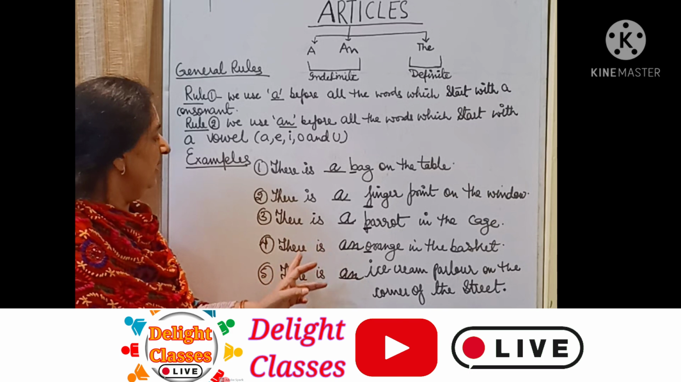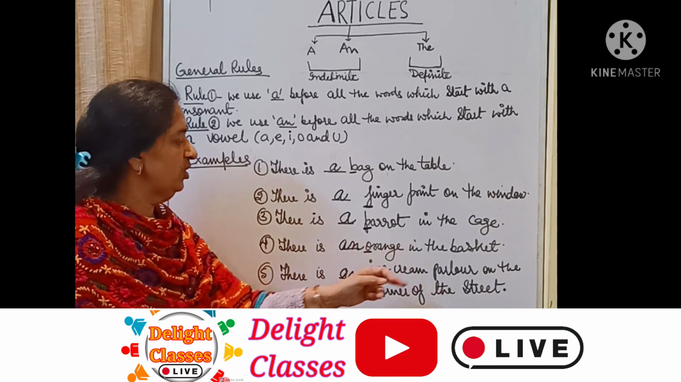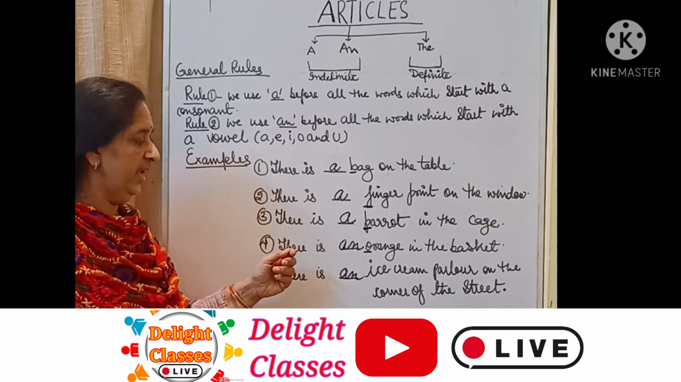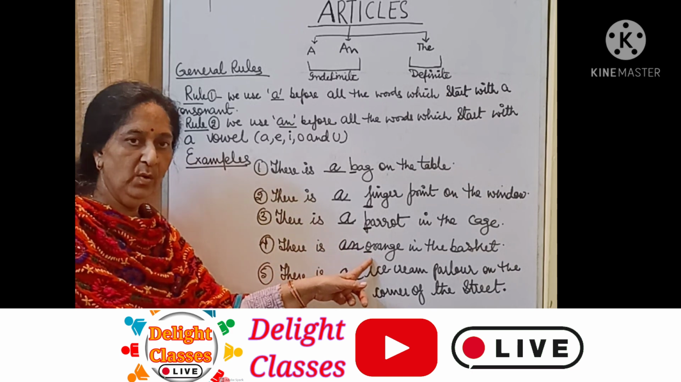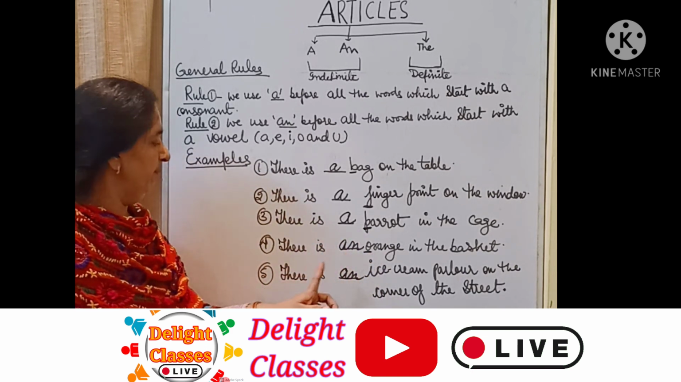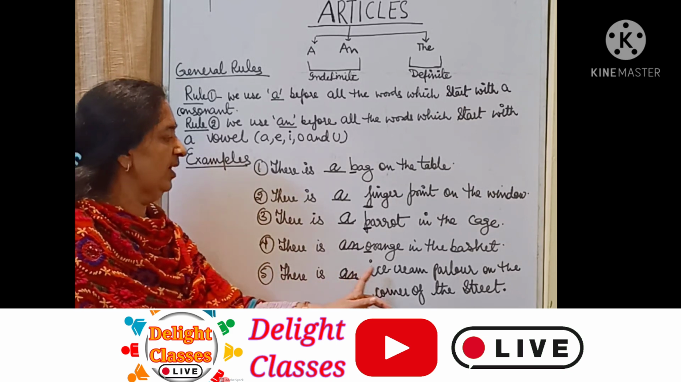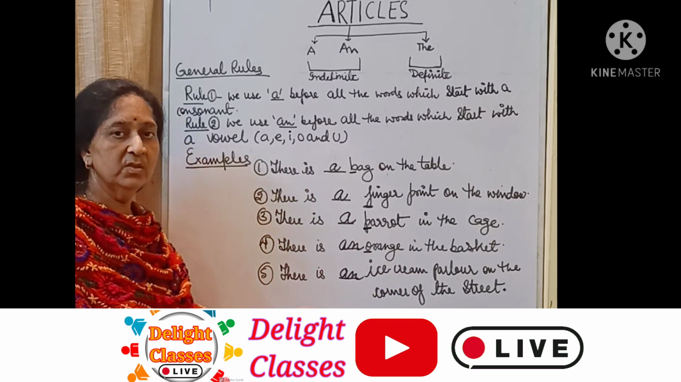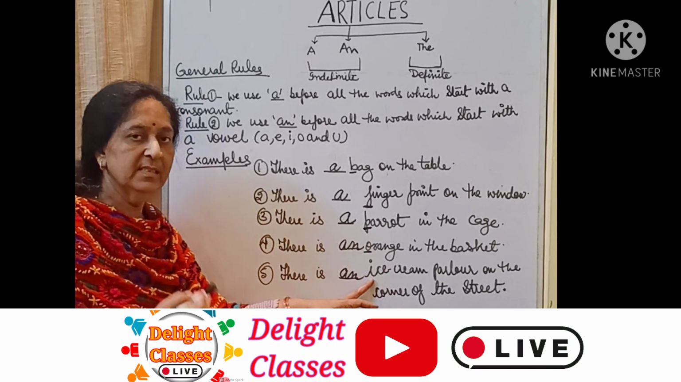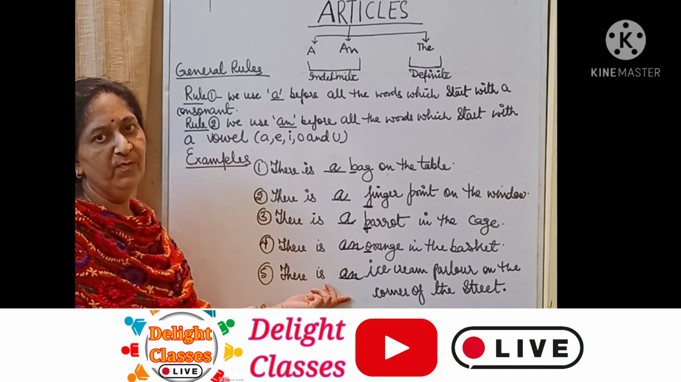Fourth example is there is dash orange in the basket. After the blank, the first word is orange and it is starting with O, which is a vowel, so we are going to fill an over here. Again, in the last sentence, there is dash ice cream parlor on the corner of the street. So, after blank, the first letter is I, which is a vowel. So, we will fill the article an before it.